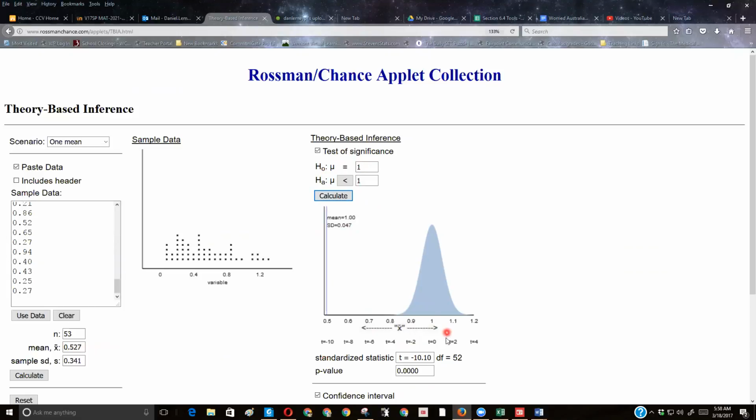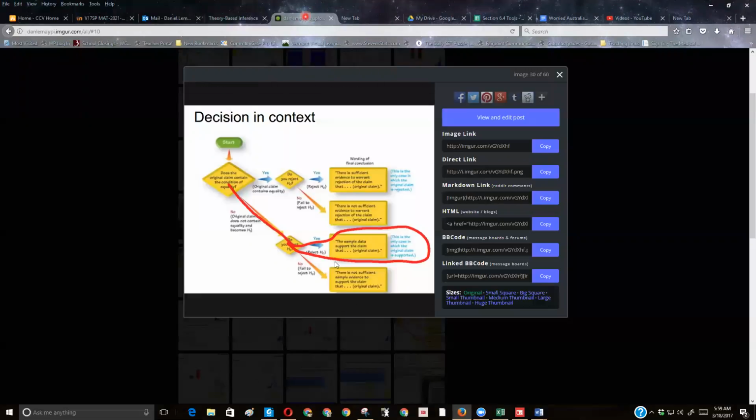Well, if we go to this flow chart, hopefully you can see that. So did the claim, when I rewrote this, I said the fish have too much mercury in them, so that would be H0. So that would contain equality. So it would go a yes. Did we reject H0? Yes. So then we can say there's sufficient evidence to warrant the rejection of the claim that the fish have too much mercury in them. So we're saying based on the sample that they're safe to eat.